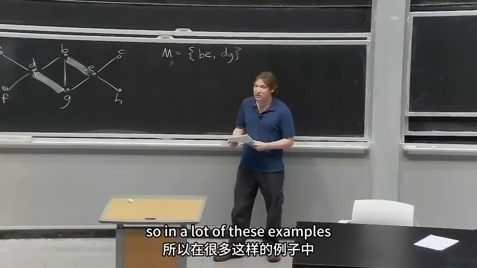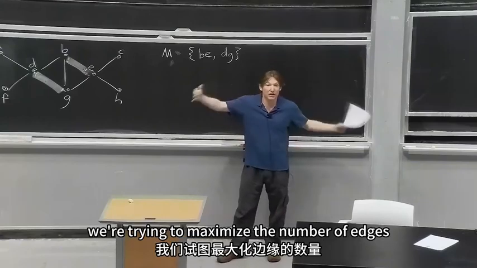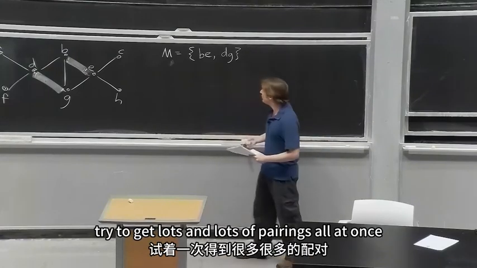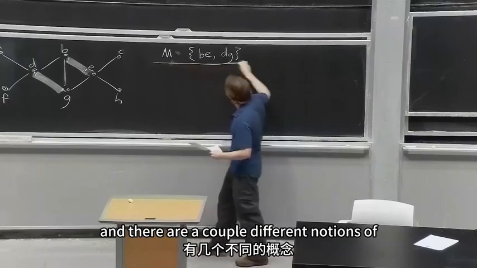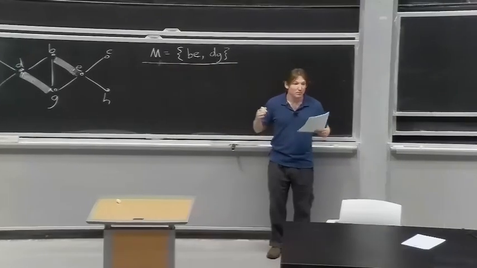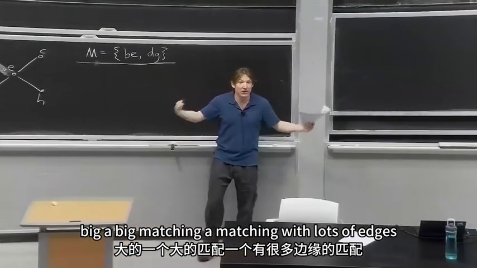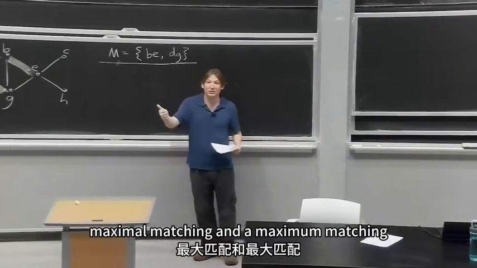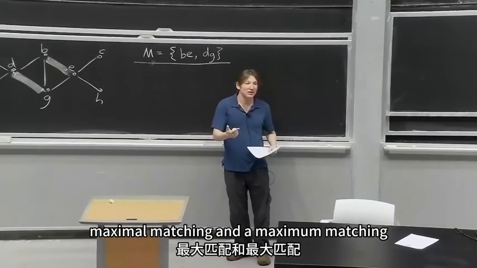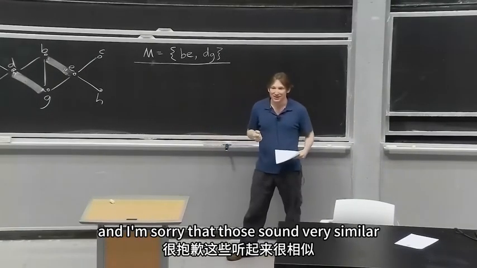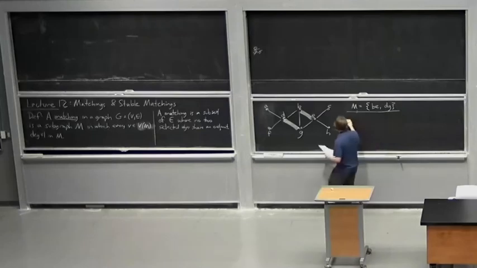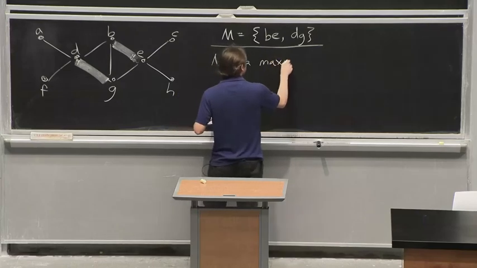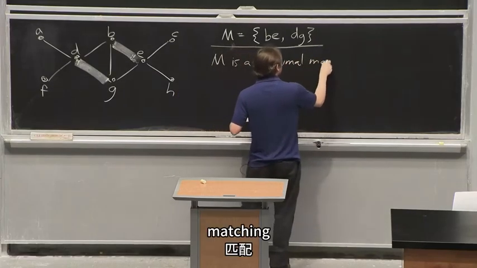So in a lot of these examples, we're trying to maximize the number of edges in our matching. Try to get lots and lots of pairings all at once. And there are a couple different notions of a big matching, a matching with lots of edges that we want to define. We want to define a maximal matching and a maximum matching, and I'm sorry that those sound very similar, but let's talk about what they mean. So we'll say that M is a maximal matching.